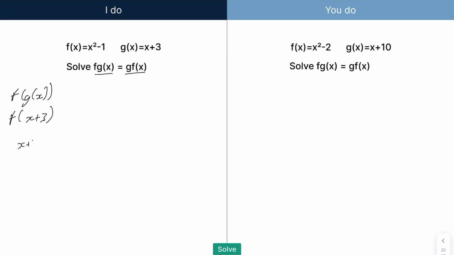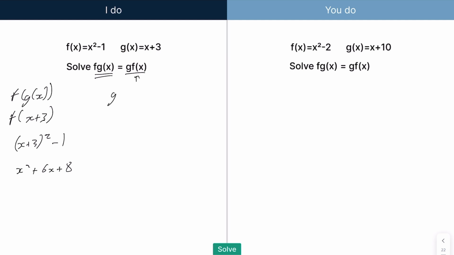So that will be (x + 3) all squared minus 1. That's x squared plus 6x plus 9 minus 1. Which just becomes, well, we'll just tidy this up, so that just ends up becoming an 8. So we've now found what this is. We now need to find what this is.